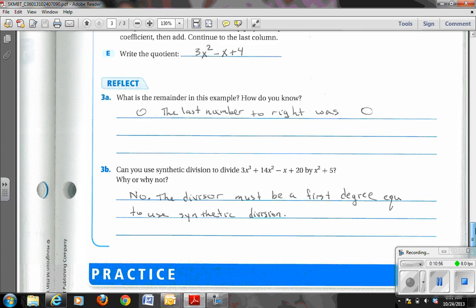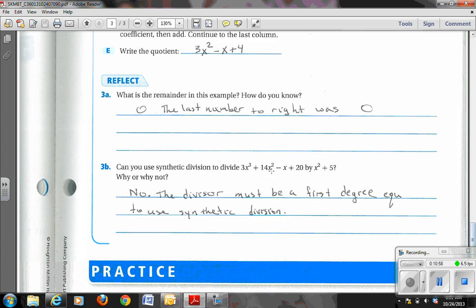Okay. Can you use synthetic division to divide this by this? The answer is no. So we're only using our synthetic division process when I have a first degree binomial that I'm dividing by. So here x squared plus 5, this is a second degree here. So no, I can't use my synthetic division. I could use long division, but I cannot use synthetic division. Okay, and that was it.